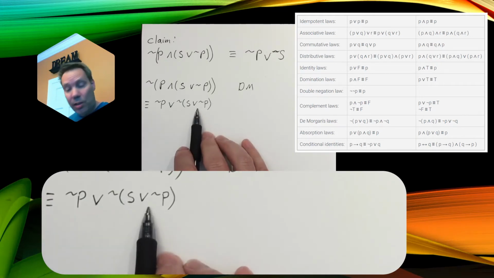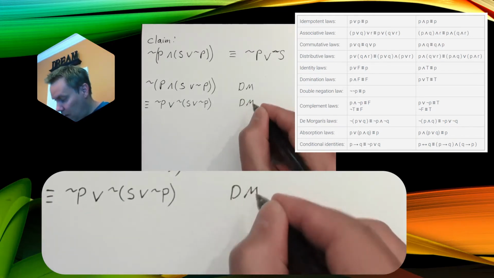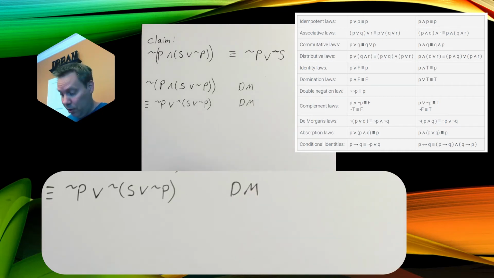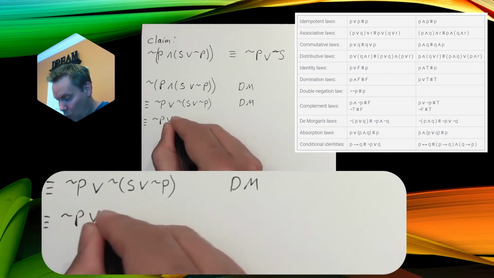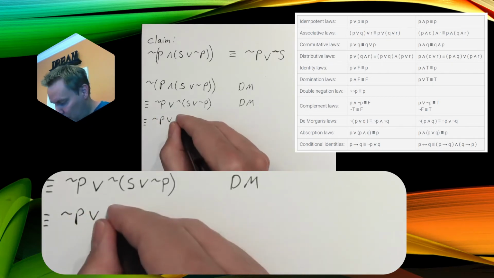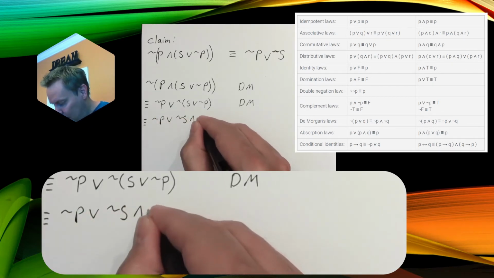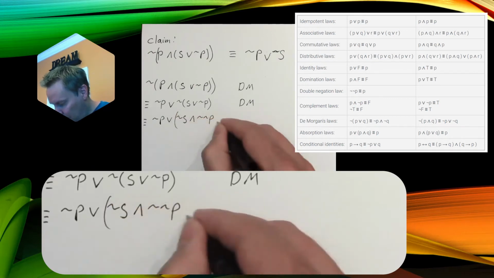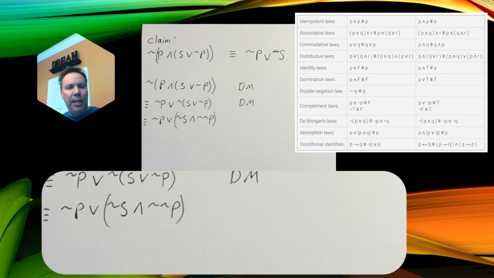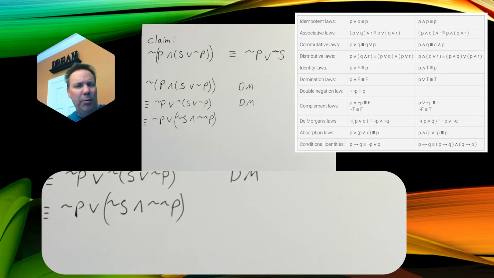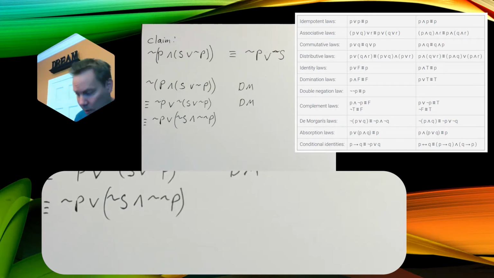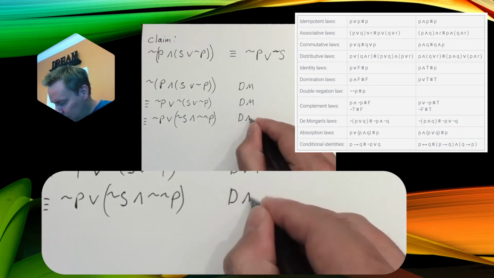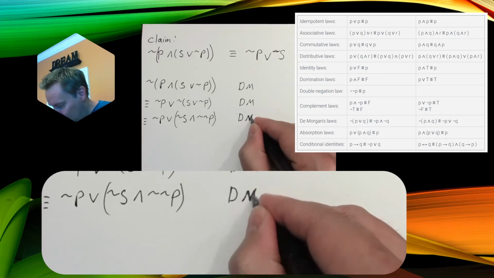Again, I can use De Morgan's law again. This is the other version of De Morgan's law. So this is equivalent to not P or, now here comes De Morgan's laws, not S and not P. Now I know some of you are saying right now, how come you didn't just write down P over there? Because we do know not not P is just P. Well, that's another one of the laws. Whoops, double negation.